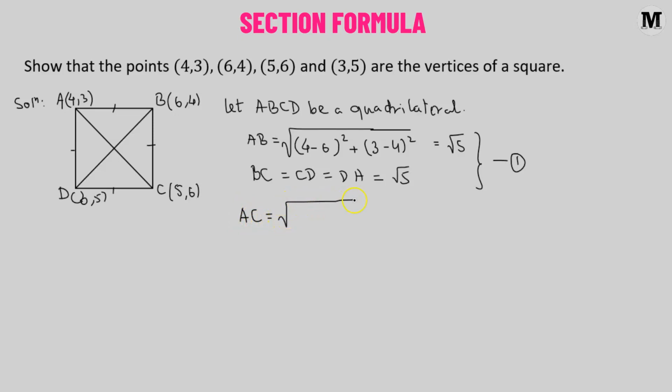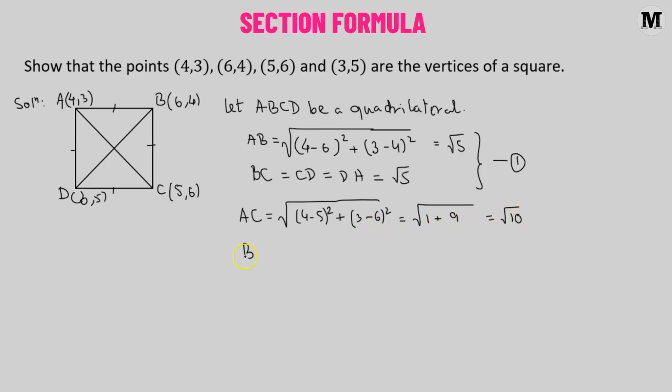We'll take the square root. Underneath the square root, we need the difference of the x coordinates, so that's 4 minus 5. We square it and then add it to the difference of the y coordinates squared, so that's 3 minus 6. We square it. So 4 minus 5 squared is simply 1. 3 minus 6 is negative 3, and squaring it gives us 9. So this value is the square root of 10.